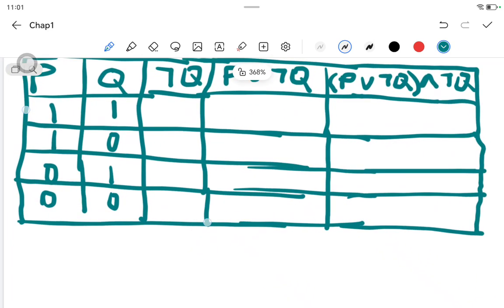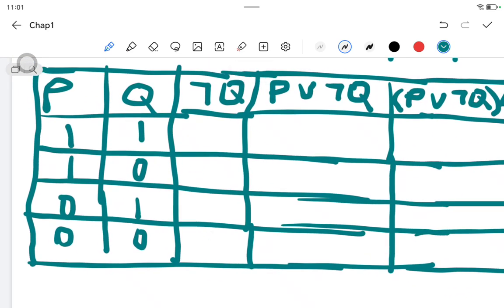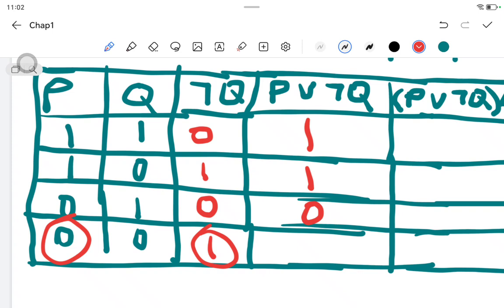Remember, the negation of Q is the opposite of Q. So I input 0, 1, 0, 1. The opposite of 1 is 0 and the opposite of 0 is 1. Now for P or negation of Q, remember we treat or as plus. So we are adding P and the negation of Q. 1 plus 0 is 1. 1 plus 1 is 1. 0 plus 0 is 0. 0 plus 1 is 1.